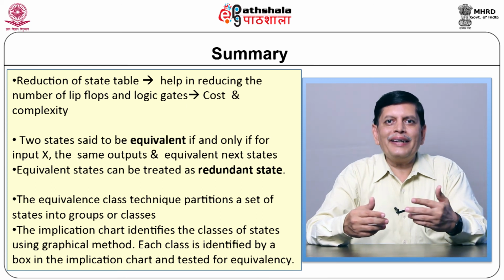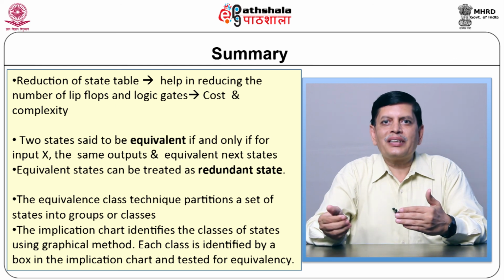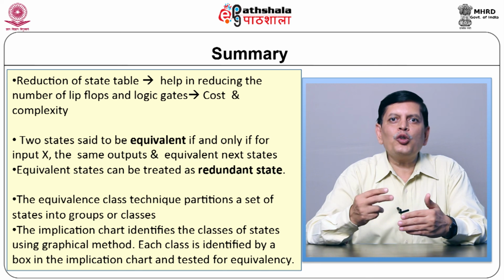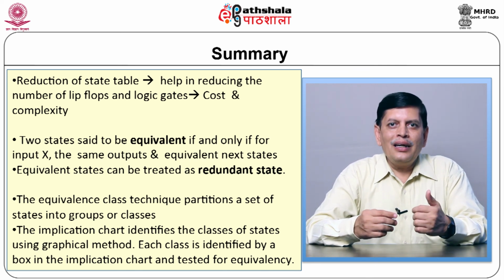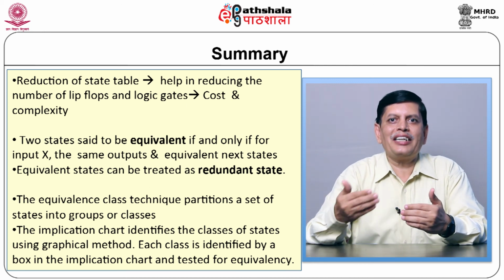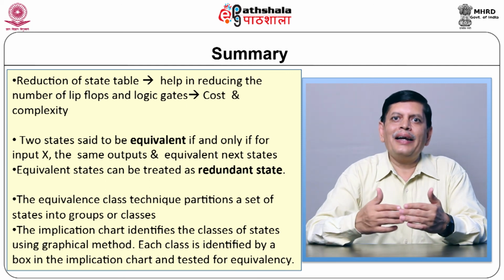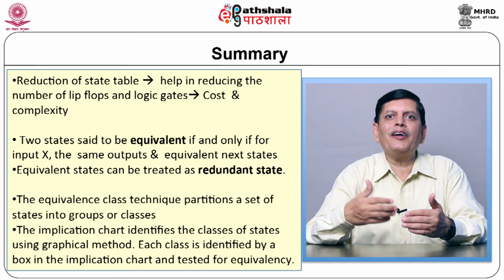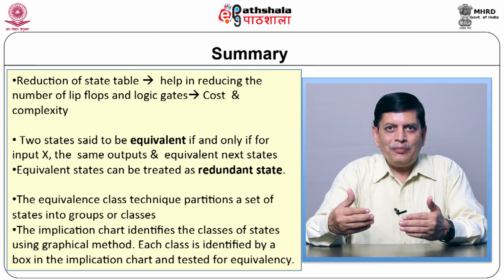If two states are equivalent, then we can eliminate one of the states and that state is called a redundant state. There are two popular techniques for state reduction. The first one is equivalency class, where we partition the state table into several groups or classes. And the second method is the implication chart method, which is a graphical method of identifying the equivalent states.